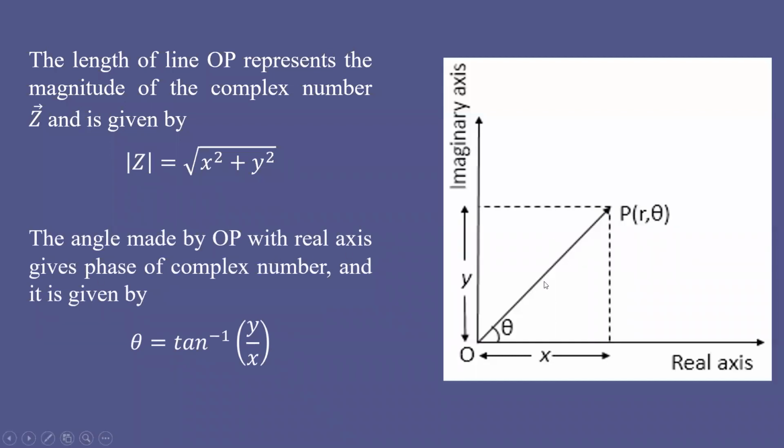So what is the angle made by OP with the real axis? With respect to the real axis, it will make an angle theta, and that angle theta is given by theta is equal to tan inverse of y by x. According to trigonometry, you know that tan theta is y by x in this particular triangle, tan theta is opposite by adjacent. So therefore, theta will be tan inverse of opposite by adjacent. Opposite is y, adjacent is x. So the angle made by that complex number z with respect to the real axis is given by theta is equal to tan inverse of y by x.